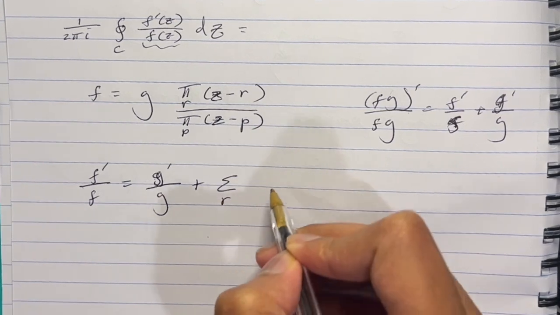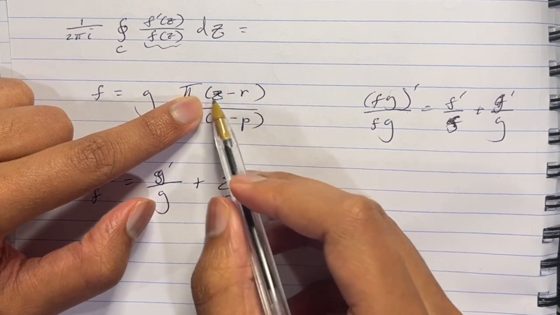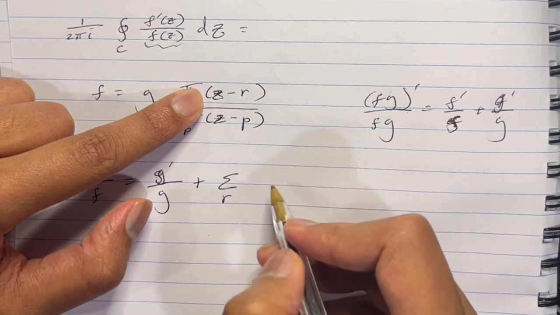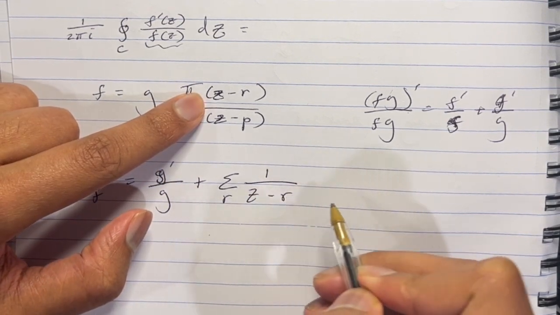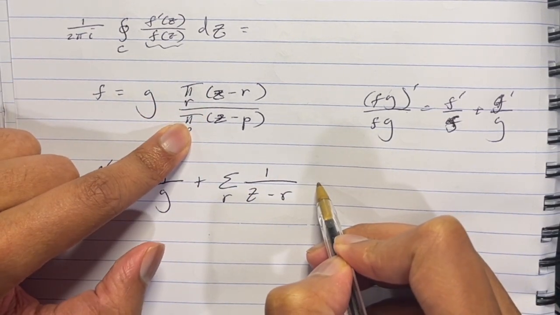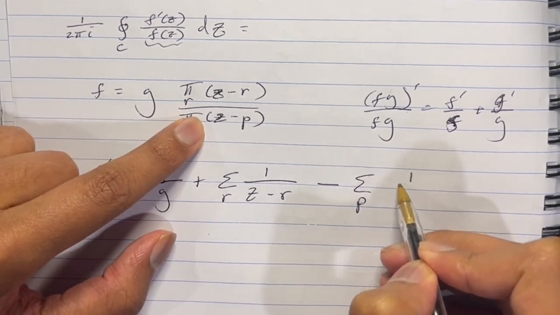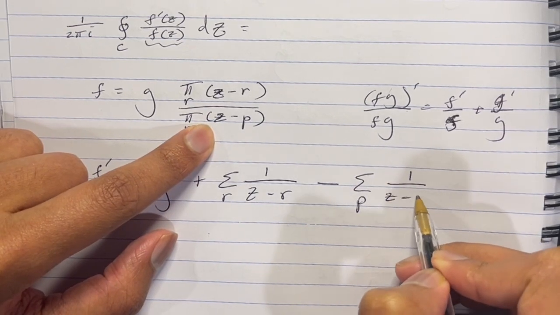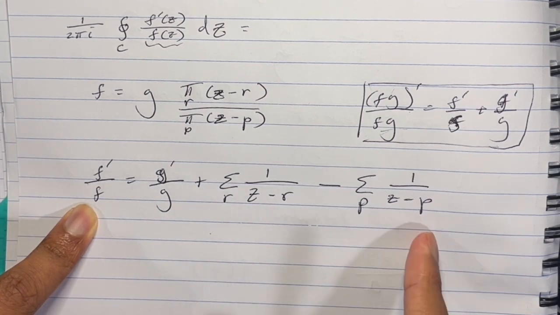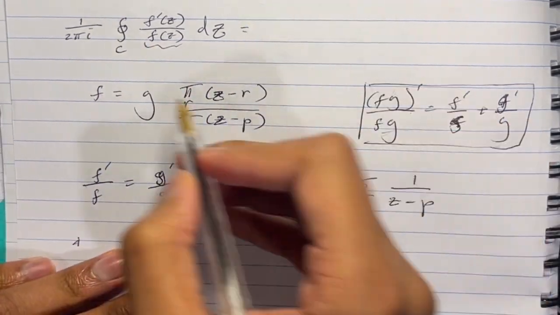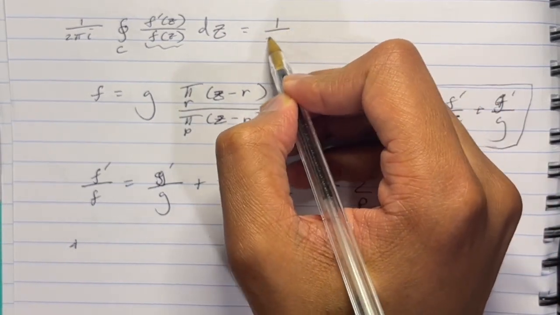Okay. And so we can work out that f prime over f is equal to g prime over g plus the sum over the roots of the derivative of this part, which is just 1 over z minus r, and then because we're dividing now, we subtract the poles, 1 over z minus p. So using this trick, we're basically just substituting this into here. So let's actually do that, although we might have to carry on down here in a bit. So we have 1 over 2 pi i.